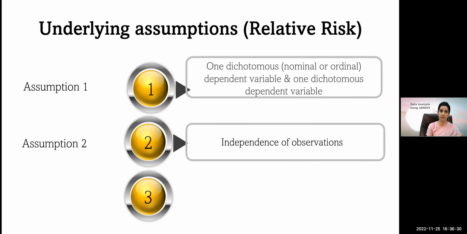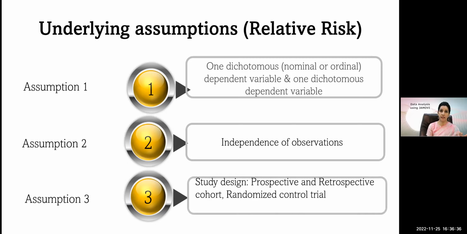The second assumption is that there should be independence of observation. We have discussed this concept. And the third is that it is applicable when we have done a prospective or retrospective cohort or a randomized control trial. There's another concept, which is the odds ratio.